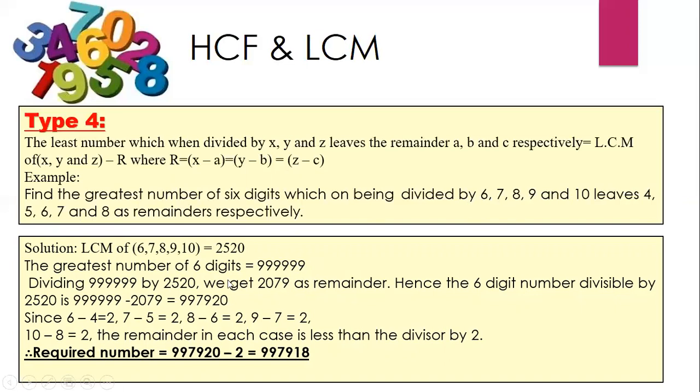So what are we supposed to do? From that we need to subtract the common difference, which is 2. So 997920 minus 2, so we'll get 997918 as our answer.